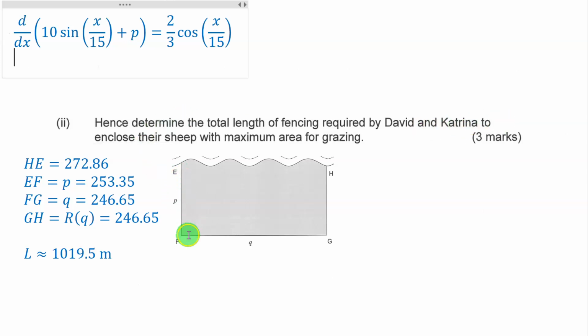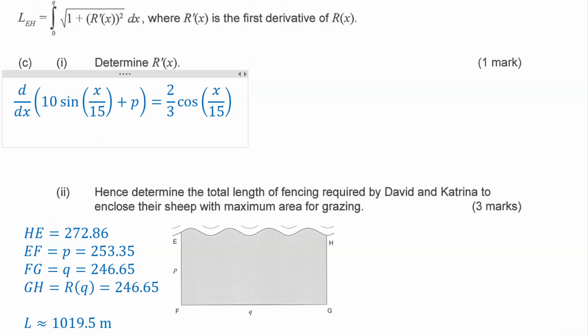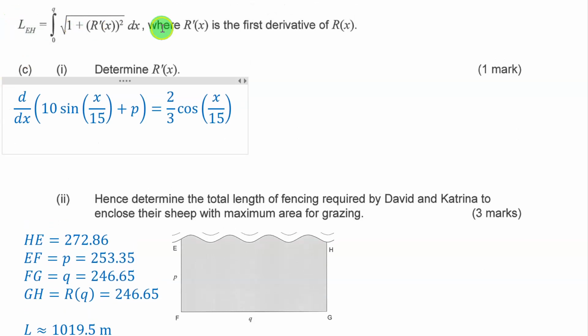So we know what Q is. We found that in part B. We can now subtract it from 500 to get what P is. So here we go. Q was 246.65, working to a little bit more accuracy than the nearest meter. So then P would be 500 minus that, 253. To work out HE, this curly bit, we now need to use this integral up here, so there it is, this one. So we better do that next.